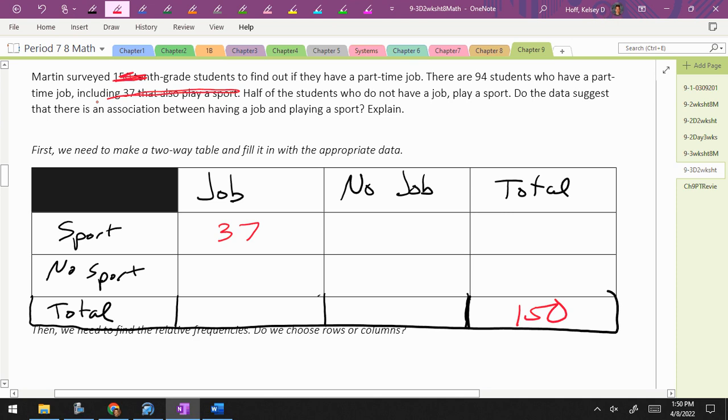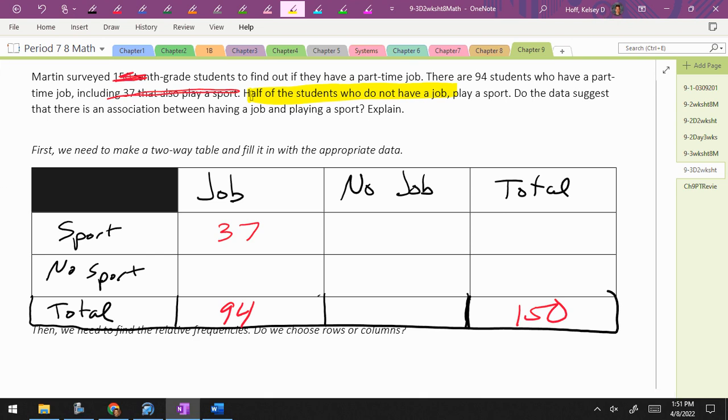Would be the total of jobs. Very good. 94 students have a part-time job. We don't know anything else about them, so that 94 goes here. Now, this last statement says half of the students who do not have a job. The problem is we don't know which ones don't have a job.